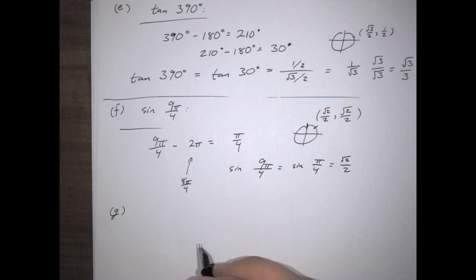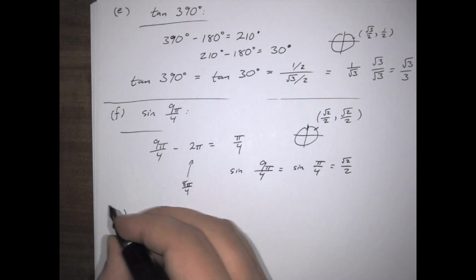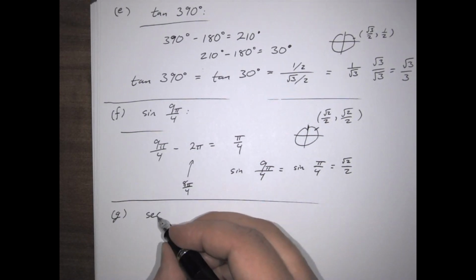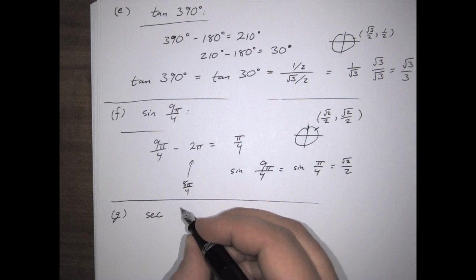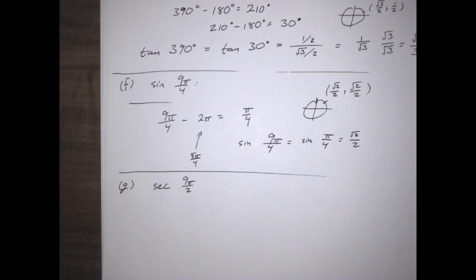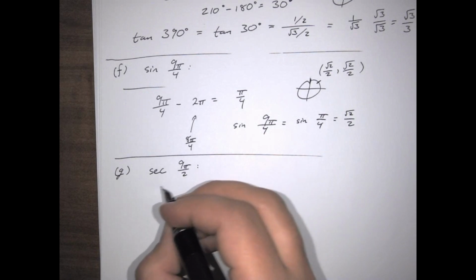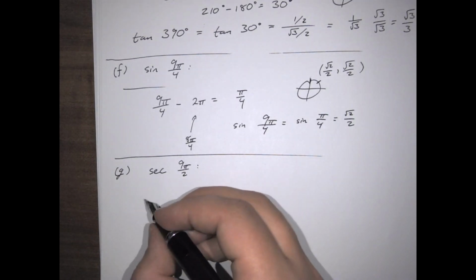Alright, so now let's try the cosecant of 9 pi over 2. Or actually, let's just make it secant. This will be good for us. Secant of 9 pi over 2. So you'll find something interesting here, I think.